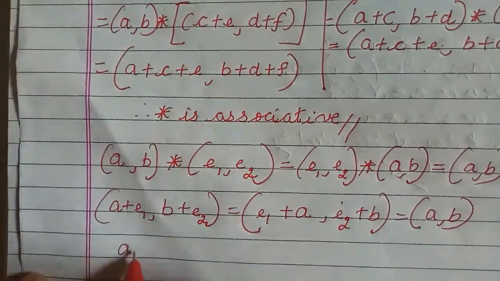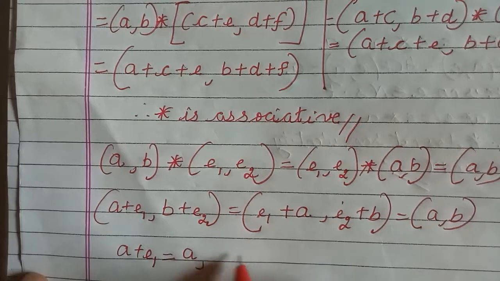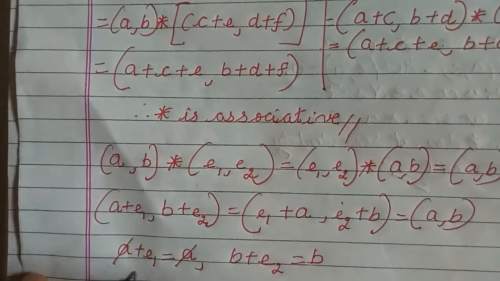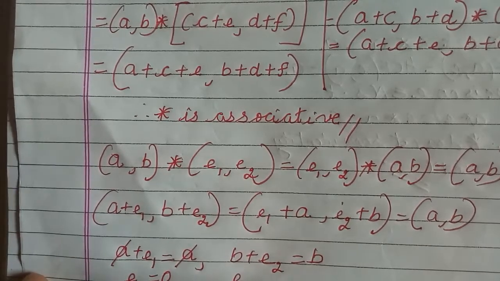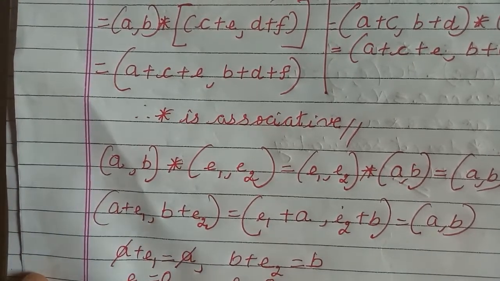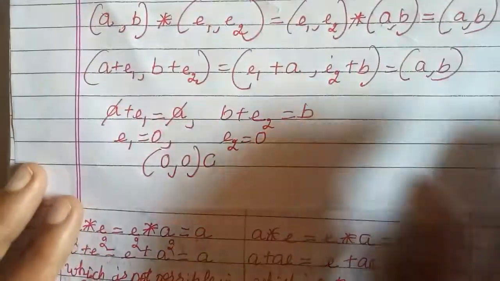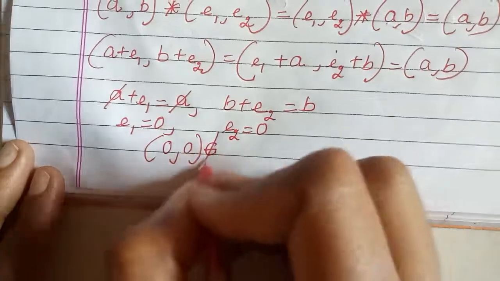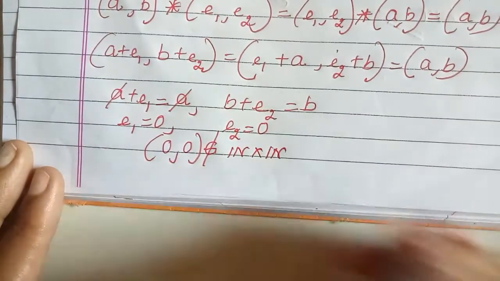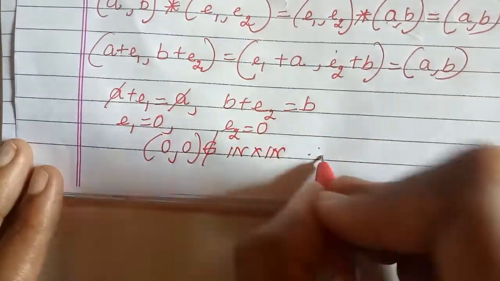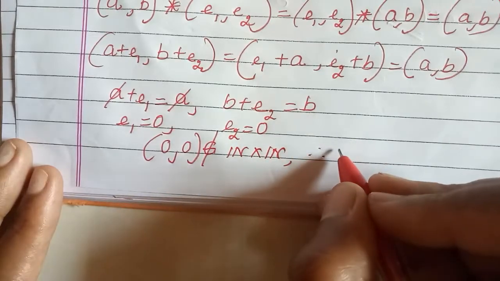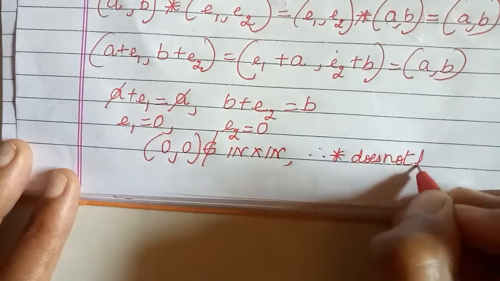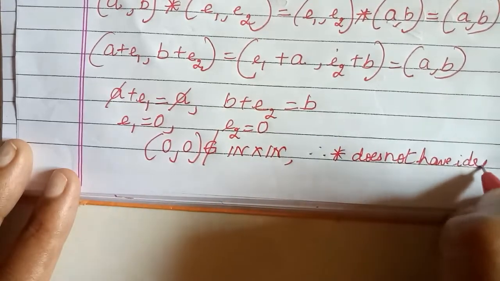Compare the coefficients. A plus e1 is a, b plus e2 is b. So if I solve, e1 is 0 and e2 is 0. That means my element is of the type (0, 0). And (0, 0) is not in N cross N because it is a natural number set. Therefore, I can say that star does not have an identity element.